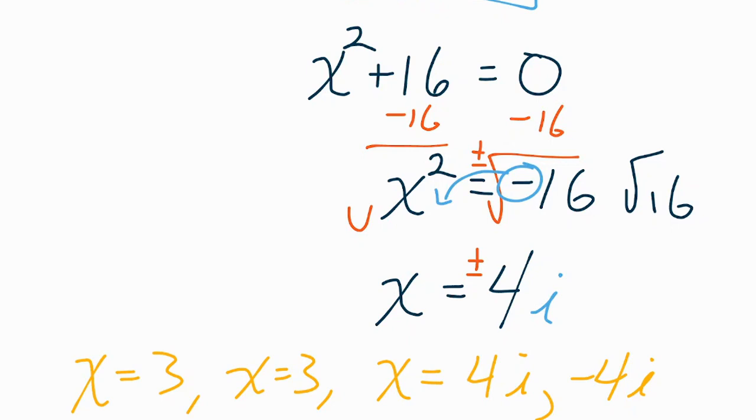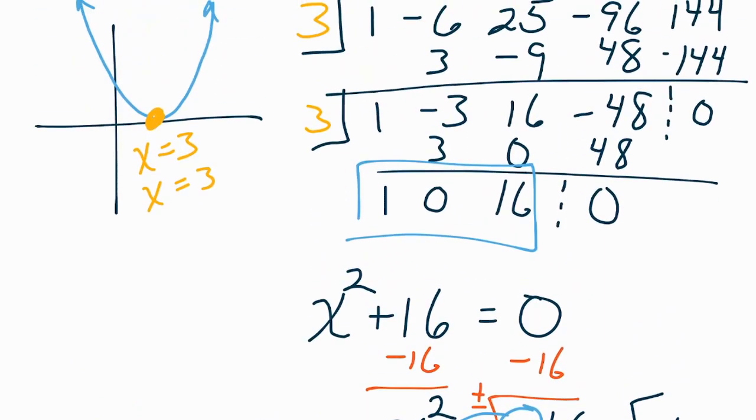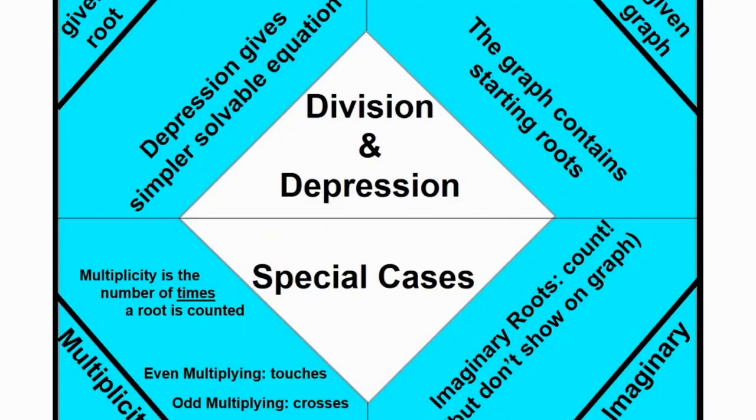Now, what we see here is that the real roots showed up on the graph, but the imaginary roots did not. Don't try to figure out where 4i is on this graph. You're not going to find it. Again, that's because the imaginary roots don't show up on the graph, but they still count. They still count towards my fundamental theorem.